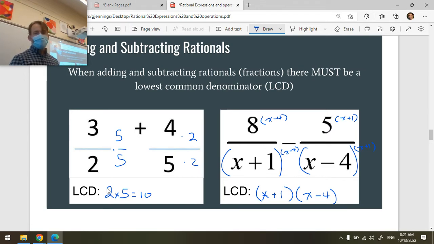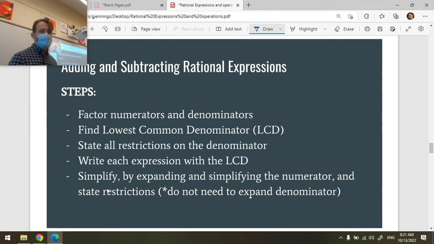Let's keep going. So, our steps for solving these types of problems is first, factor your numerators and factor your denominators. That's the same with a multiplication or division problem.